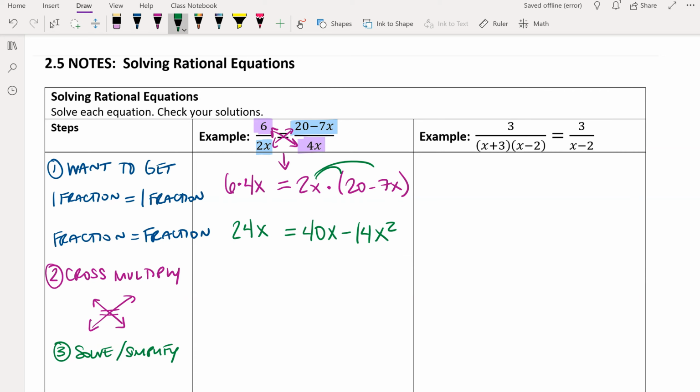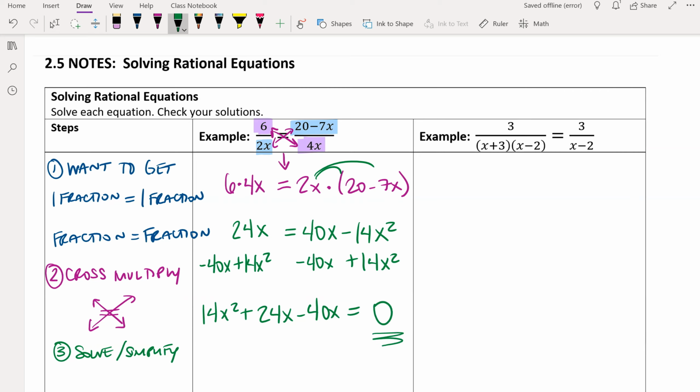So we are going to do minus 40x plus 14x squared on both sides. And let's write it in standard form, this quadratic. So we're going to have the x squared term come first, 14x squared. The x term comes second, minus 40x, and then plus 24x. Actually, it doesn't matter because those are both x terms, right? So plus 24x could come first, minus 40x. It doesn't matter what order those are in. Equals 0.